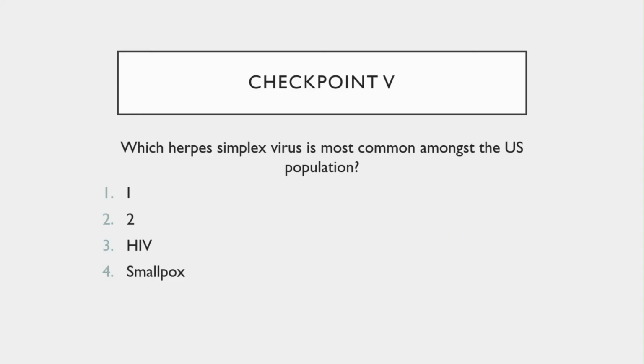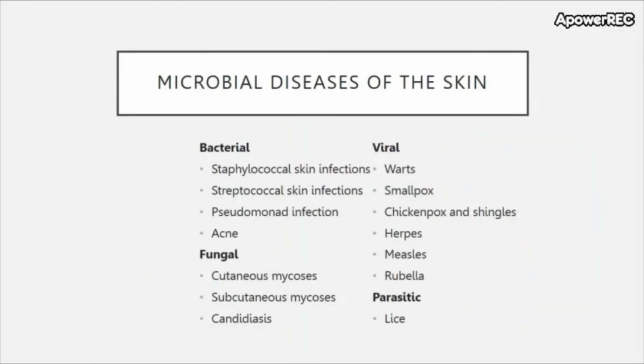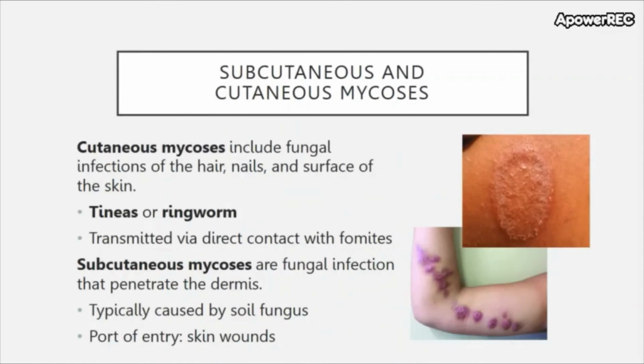Checkpoint 5. Which herpes simplex virus is most common amongst the U.S. population? Okay, let's move right along with talking about fungal infections. Two main types include cutaneous mycosis, which is a fungal infection of the hair, nails, and surface of the skin. Tinea or ringworm is a very common example of this. It's transmitted via direct contact with fomites. It is self-limiting, so it typically clears up on its own after a couple of weeks.